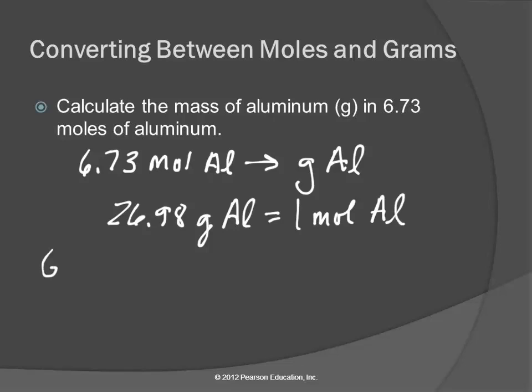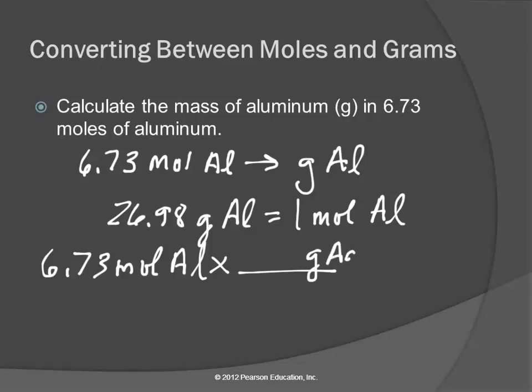So then we write 6.73 moles. And get in the habit of including the element symbol there. It'll be really helpful later. Then we're going to have grams of aluminum and moles of aluminum. These moles are going to cancel out. It's always 1 mole and 26.98 grams.